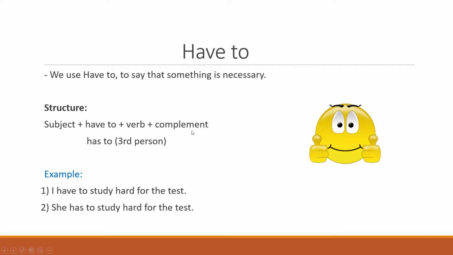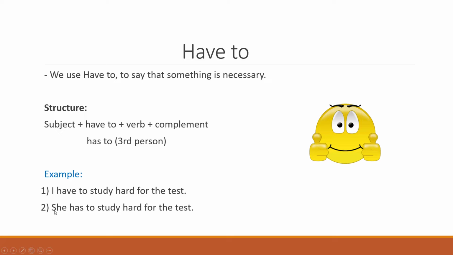Look at the example. Number 1, I have to study hard for the test. We use have to because the subject is I. Number 2, she has to study hard for the test. We use has to because the subject is she.